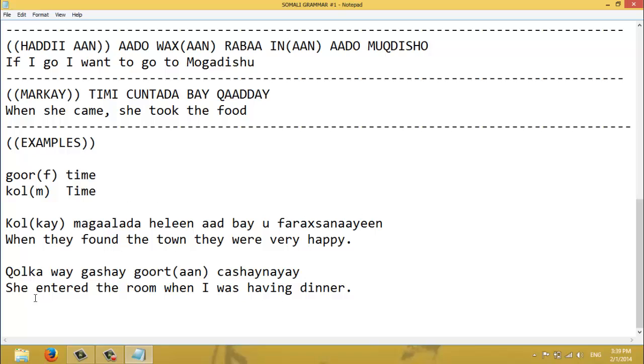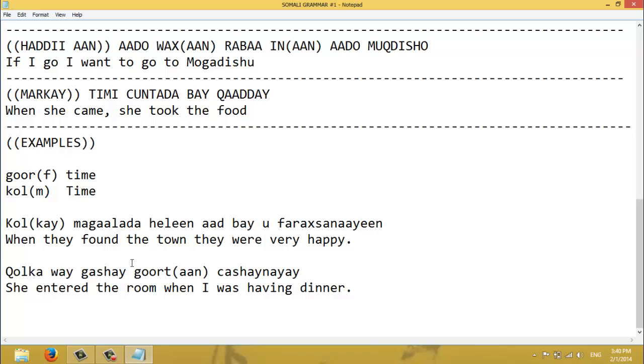Let's go to the last one. She entered the room when I was having dinner. Kolka way gashay goratan aishaynaye. That's still a little tricky. Okay, so kolka, this is when. So kolka way gashay, when she entered.